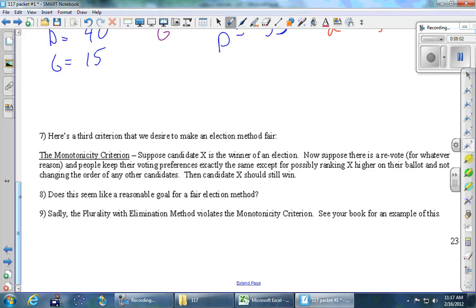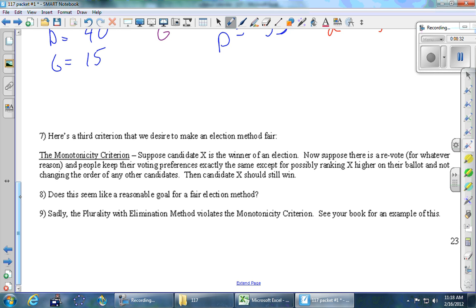This is what we just saw. This went wrong in the election we just looked at. Candidate C was the winner. And then some people decided when there was a revote that they were going to put C even higher on their ballot. But everybody else stayed the same. C should still win. But they didn't. And so monotonicity seems reasonable. But we just saw an example that shows that plurality with elimination violates this criterion.